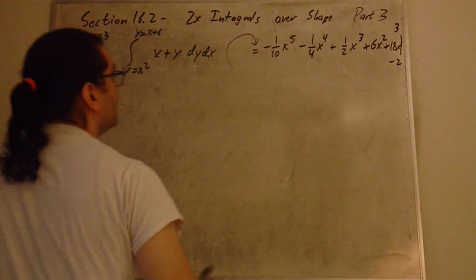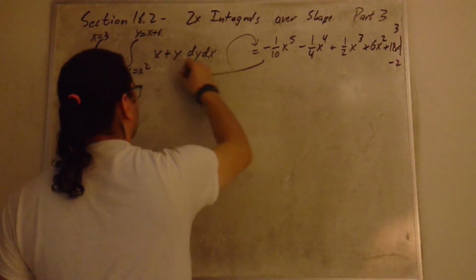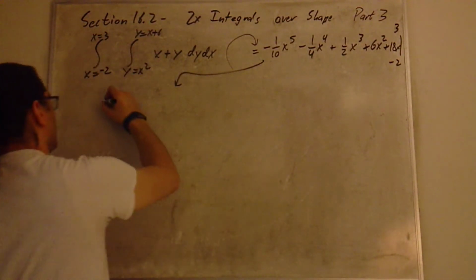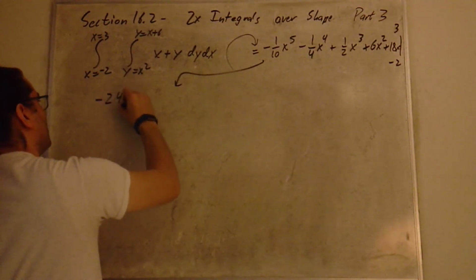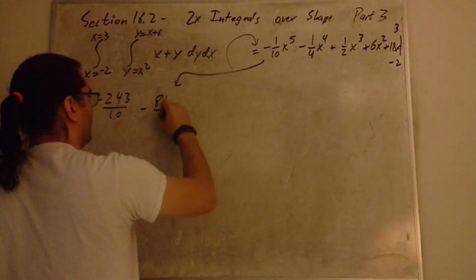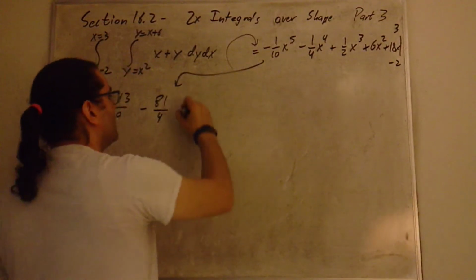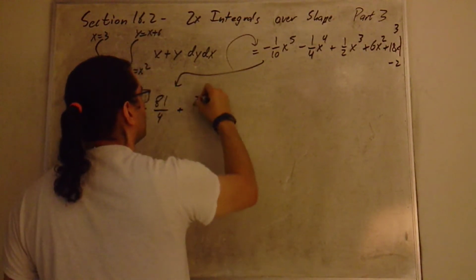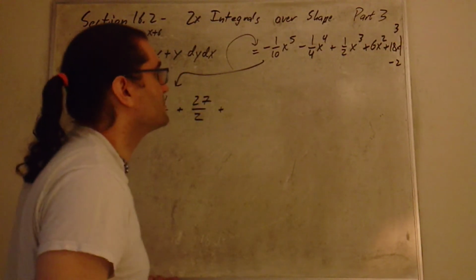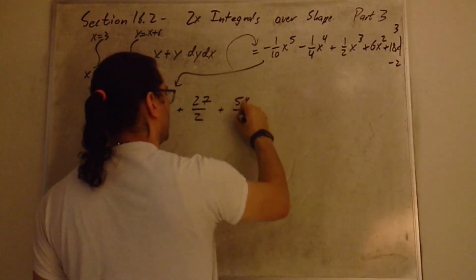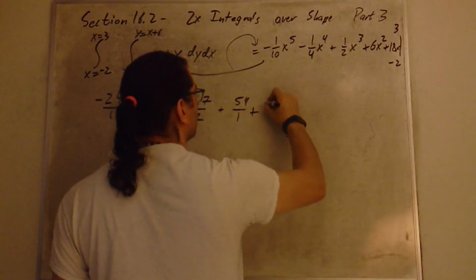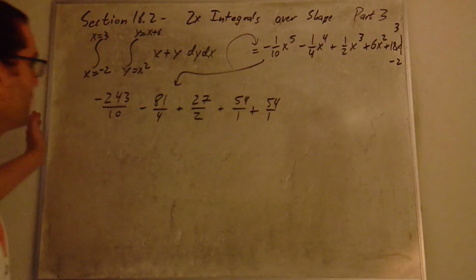Okay. So, when I plug this in, it's going to be negative 1/10 of 3 to the 5th is negative 243 over 10 minus 81 over 4 plus 27 over 2 plus 54 over 1 plus another 54, I guess. Okay, this is me evaluating this thing at 3.